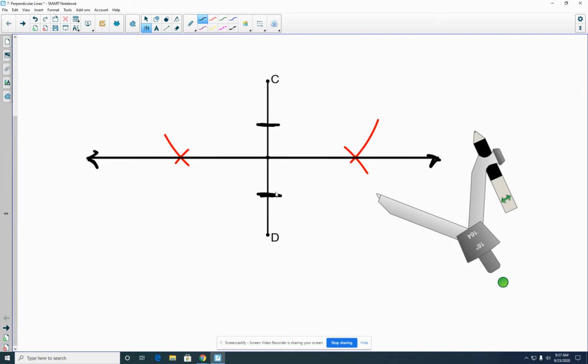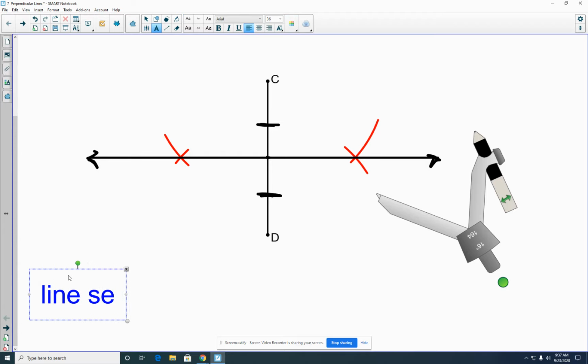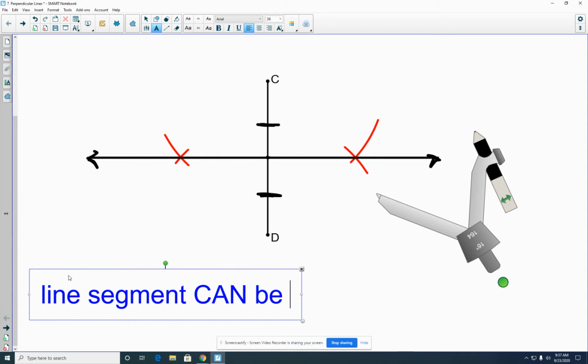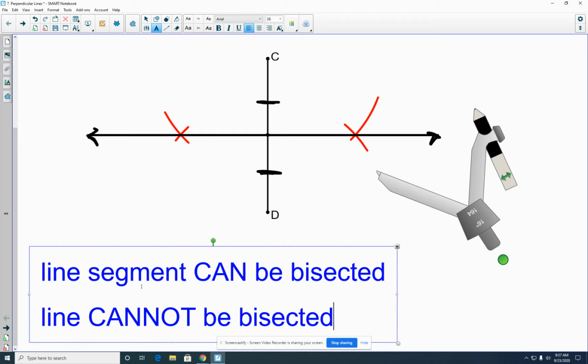Now, again, a segment can be bisected, but a line cannot. So you just want to maybe jot that down, right? A line segment can be bisected. A line cannot be bisected. Reason being is a segment has two endpoints. It ends. There's a measurement. A line goes on forever, so you can't really find the middle of a line if it goes on forever.